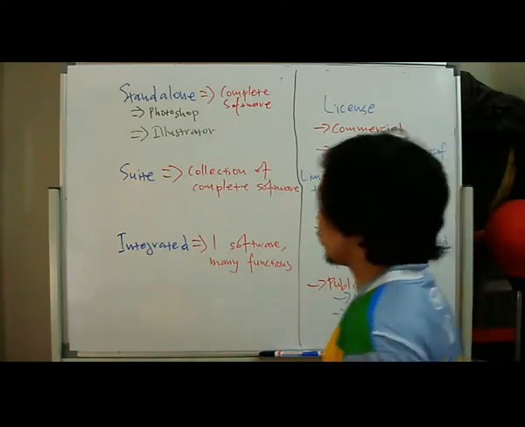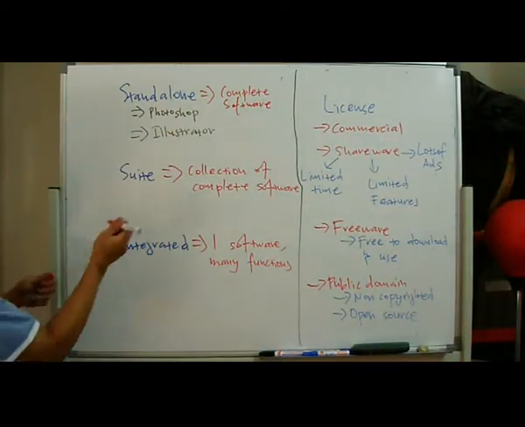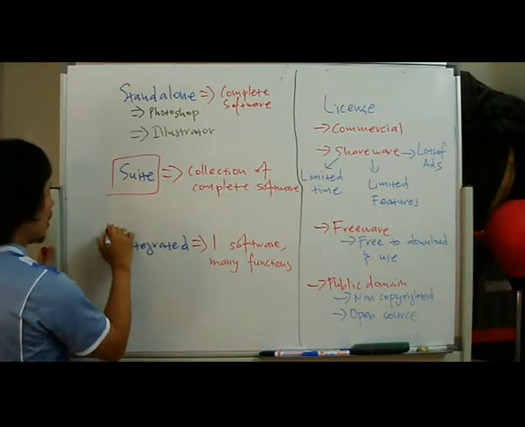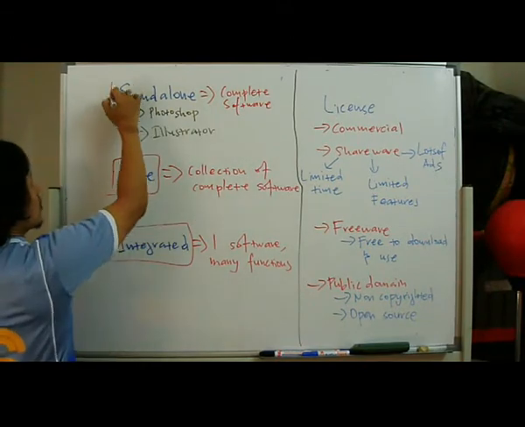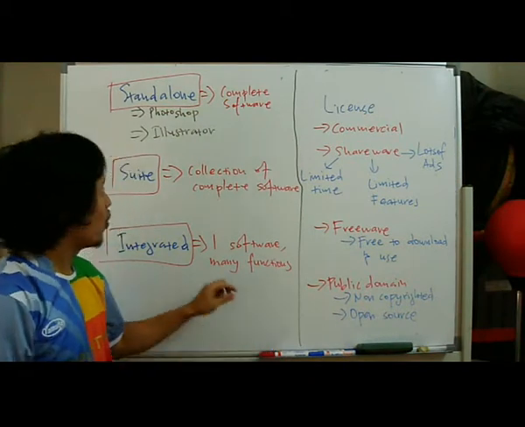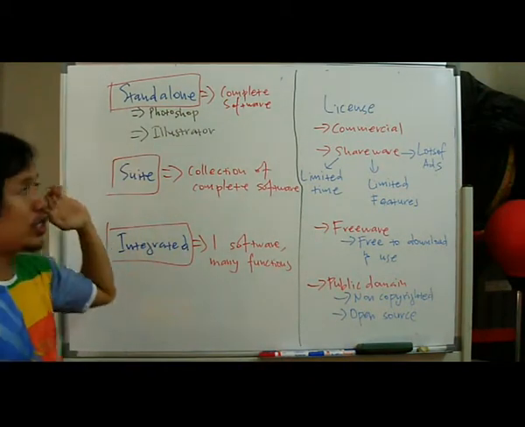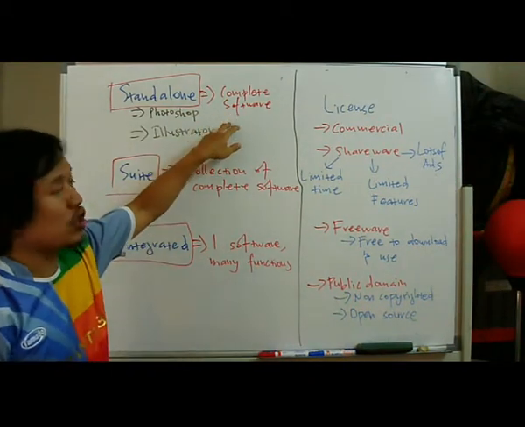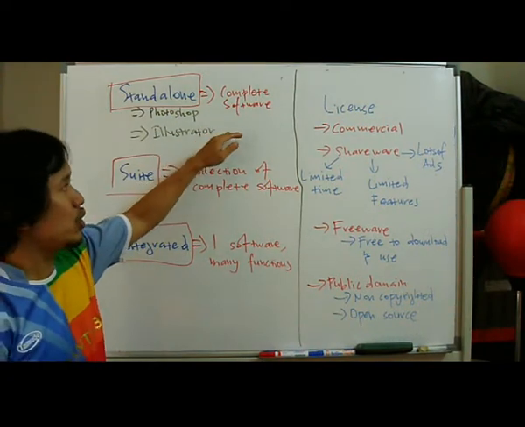We'll quickly go through these different types of software, right? And the licensing of software, right? First, we'll go through the different types of software. We have standalone software, which are complete software that you can install and use on your own.